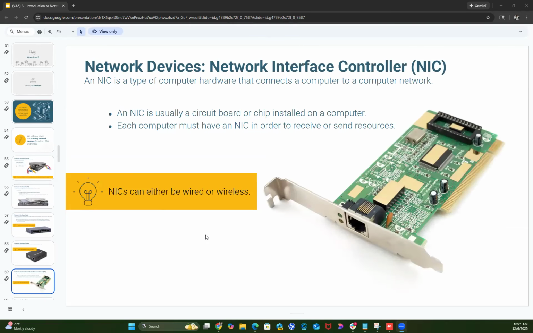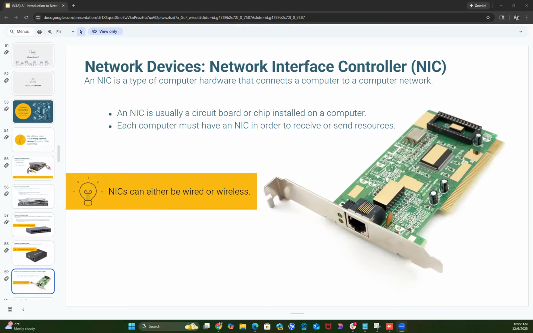NIC, network interface controller. This is the NIC in our computer, our laptop, server, everywhere, this card. A NIC is a type of computer hardware that connects a computer to a computer network. A NIC is usually a circuit board or chip installed on a computer. Each computer must have a NIC in order to receive or send resources.